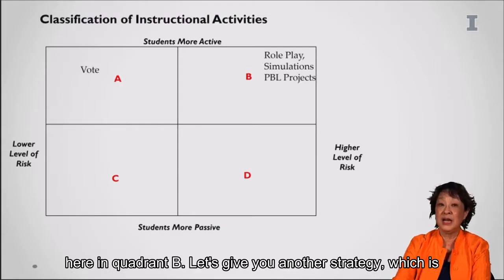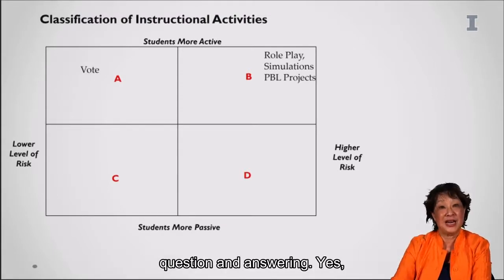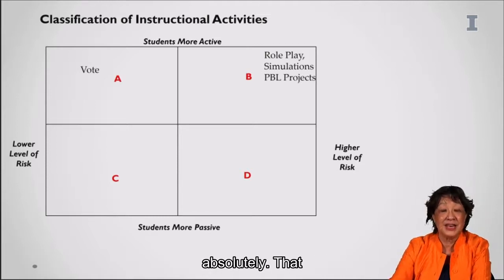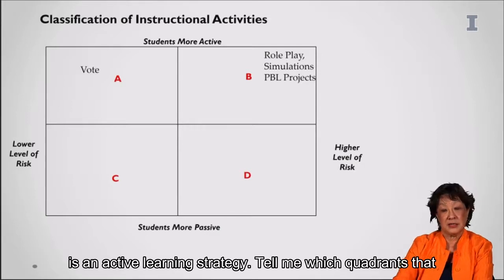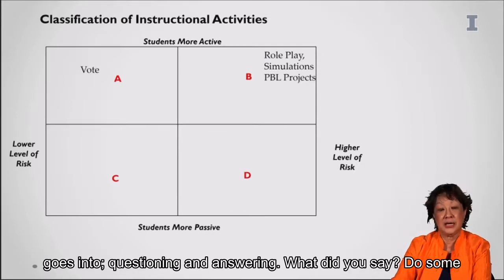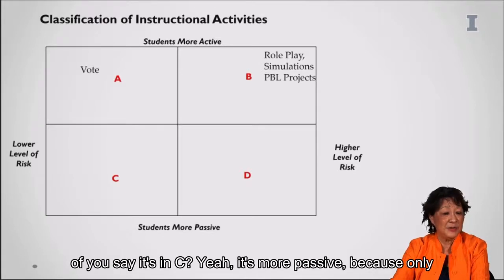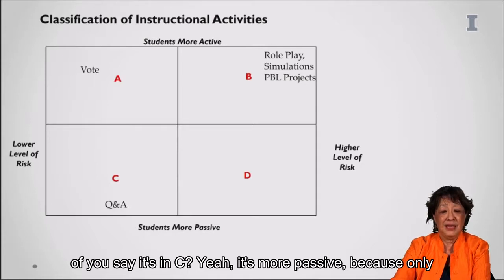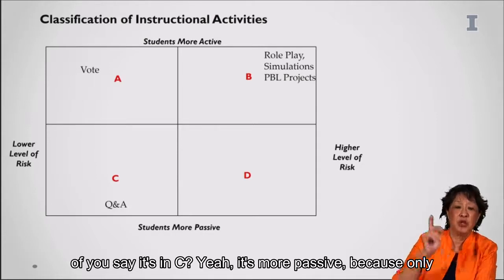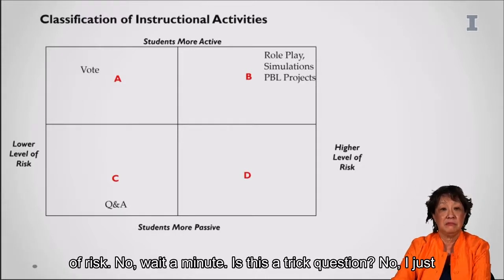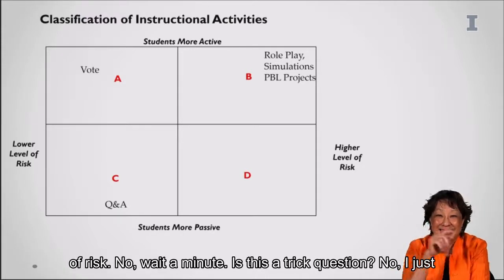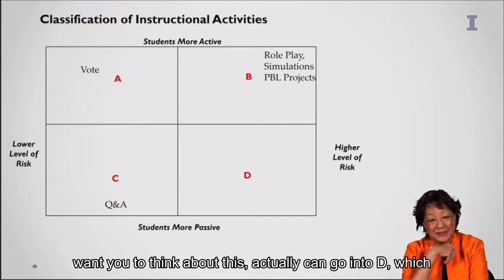Let's give you another strategy, which is question and answering. Yes, absolutely, that is an active learning strategy. Tell me which quadrant that goes in. Questioning and answering. What did you say? Did some of you say it's in C? Yeah, it's more passive because only one student can answer a question at a time, and it's a low level of risk. No, wait a minute. Is this a trick question? No, I just want you to think about this.